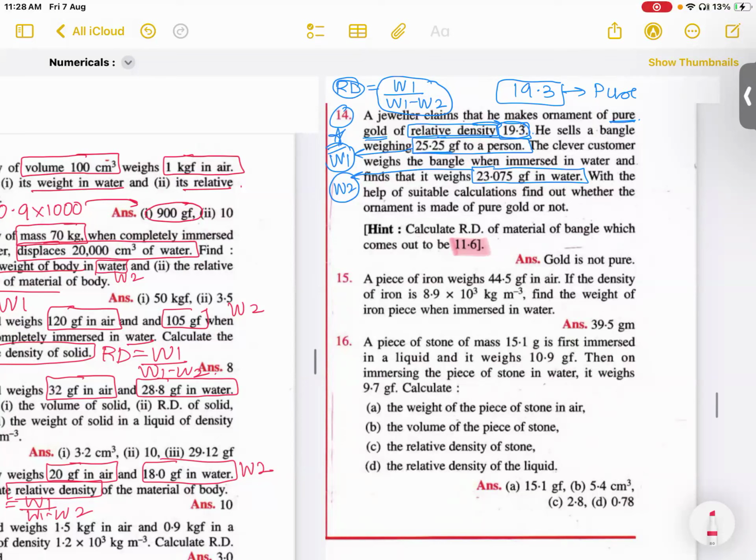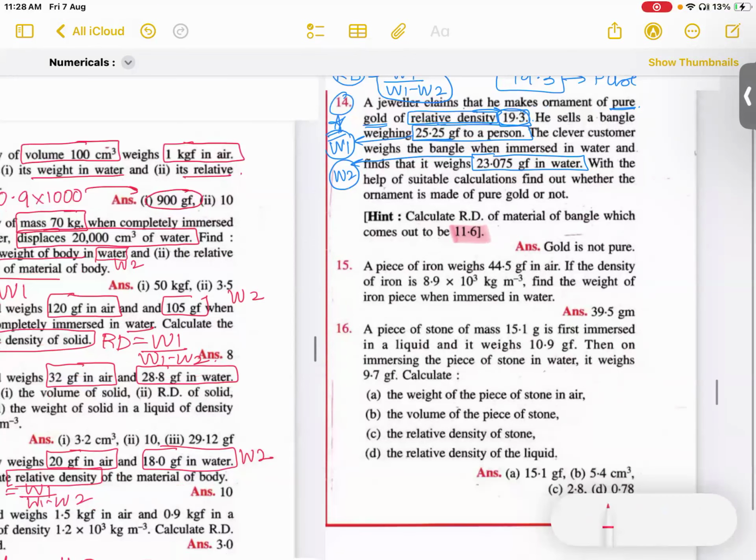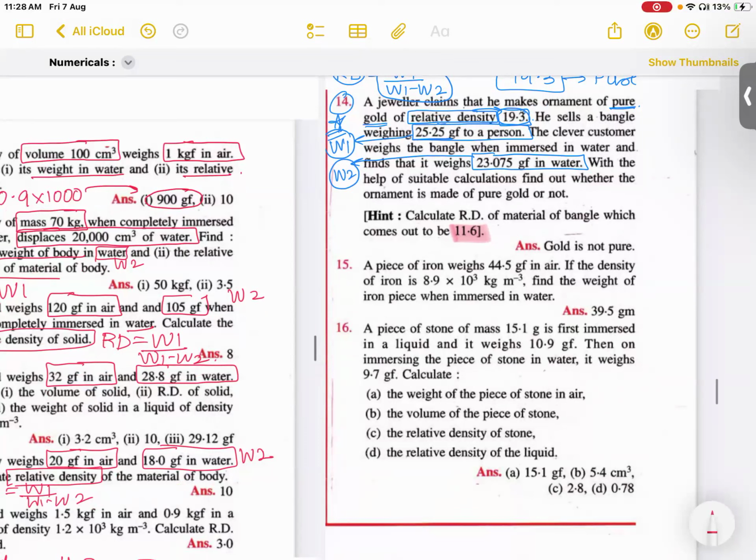Let's take the next one. So here comes the next question. Question number 15. The 15th question is: a piece of ice weighs 44.5 gf in air. So this is W1. The density is given to us. What will be the weight of the object when it is immersed in water? So I am supposed to find out W2.